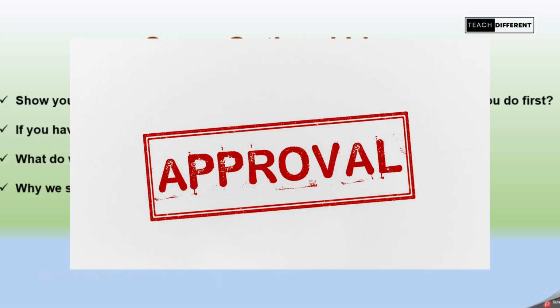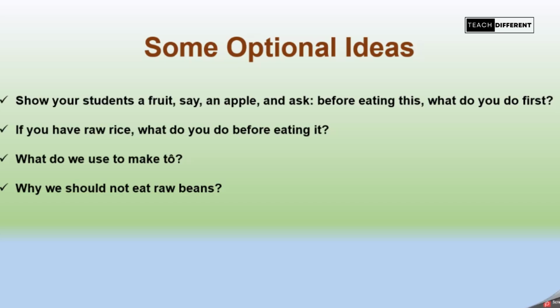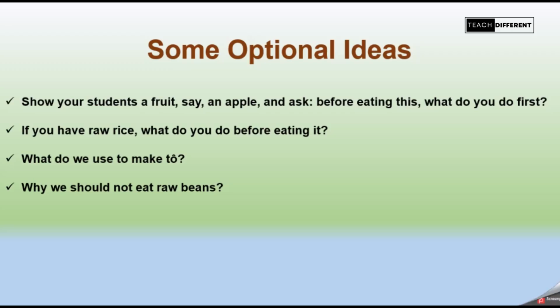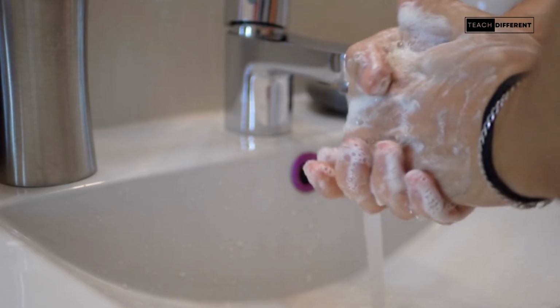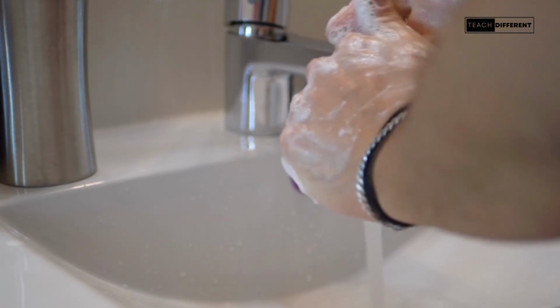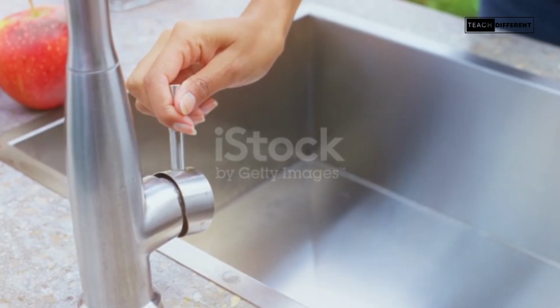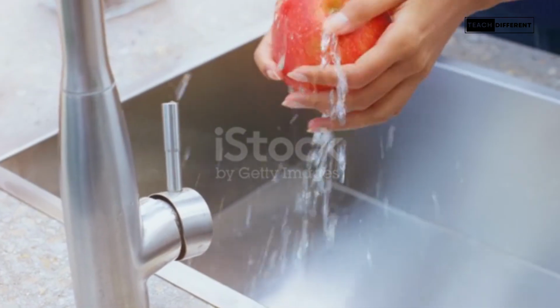There are some optional insights that I propose. For example, you can bring in a fruit like an apple and ask the students, before eating this, what do you do first? Normally, they should tell you that they must first wash their hands with clean water and soap, and even wash the fruit. Because it is an apple, you can wash the apple with clean water and soap.